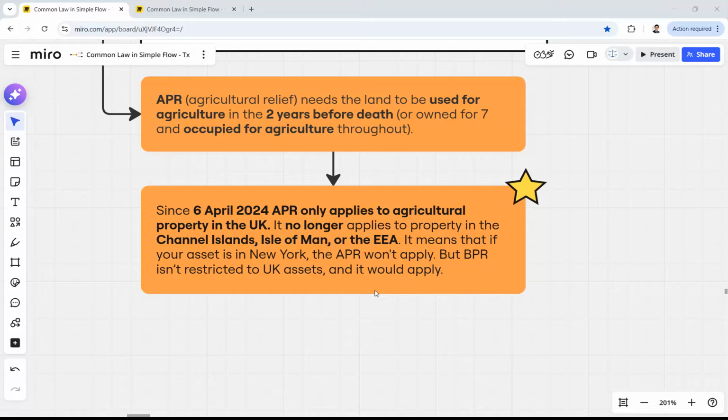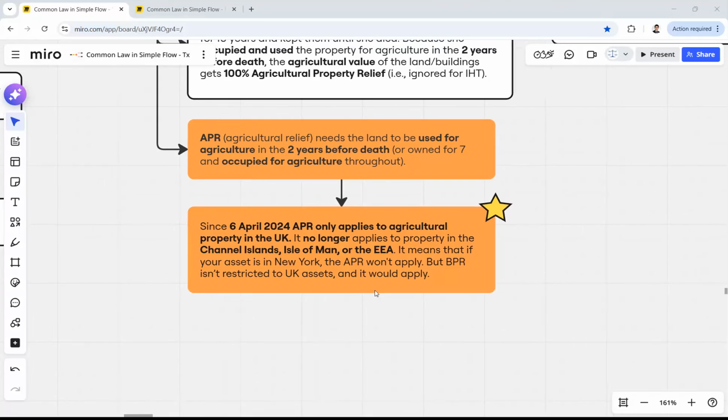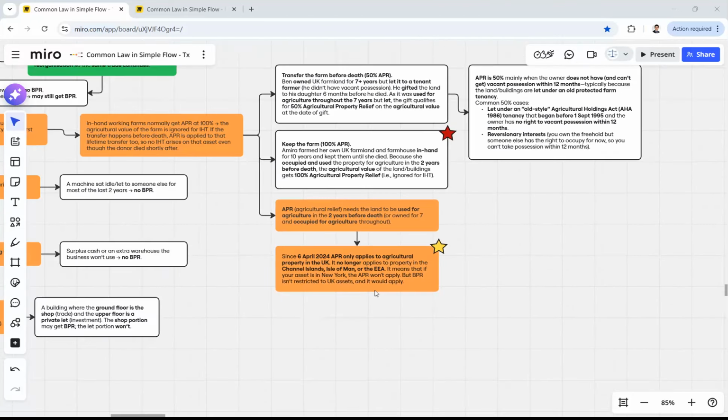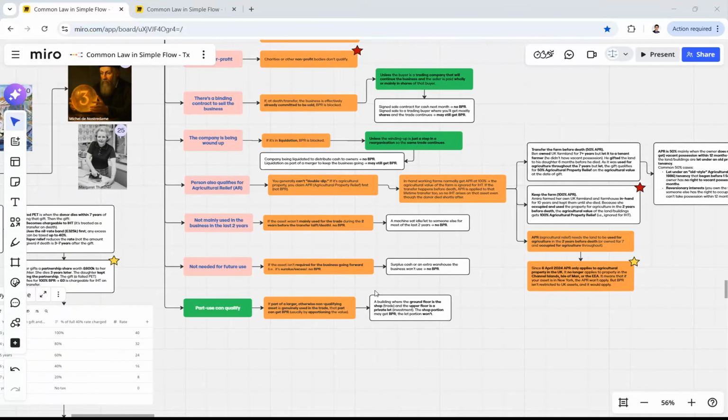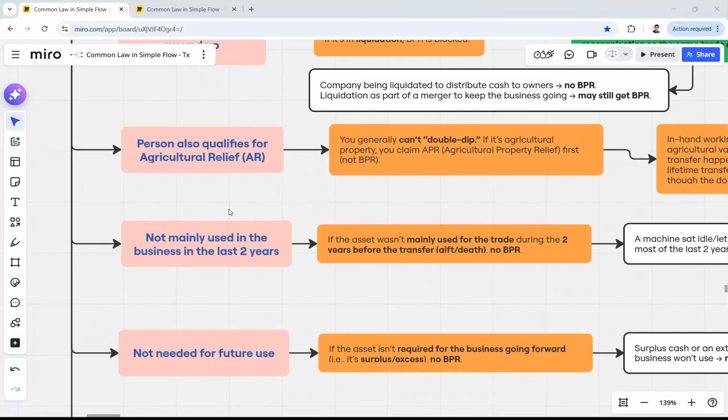And if you fail with APR, for example you have an agricultural business outside of the UK, APR will fail, but BPR isn't restricted to UK assets and it could apply. All right. Now the last 3.